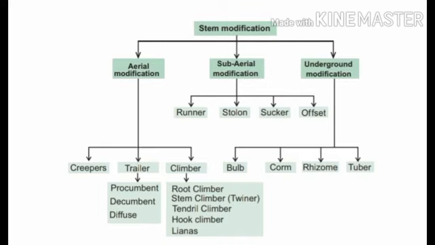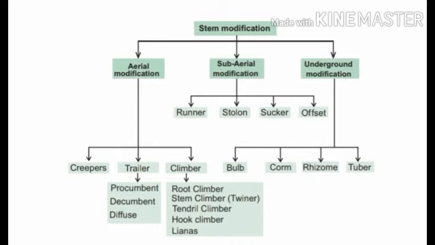The third group is underground modification. Here the root is found under the ground, the stem is also found under the ground, but it is a stem. The types we find are bulbs, corms, rhizomes, and tubers. Bulb is a condensed conical stem surrounded by fleshy scaly leaves. There are two types of bulbs: one is scaly bulbs, the other one is tunicated bulb, like onion and garlic.